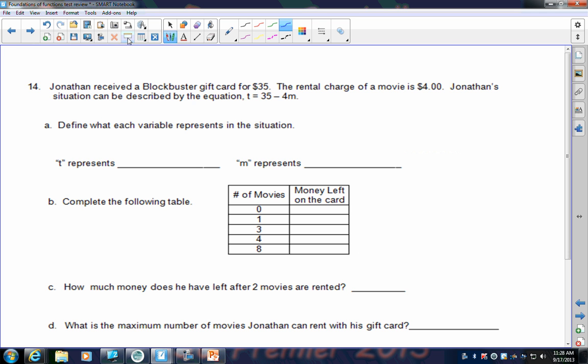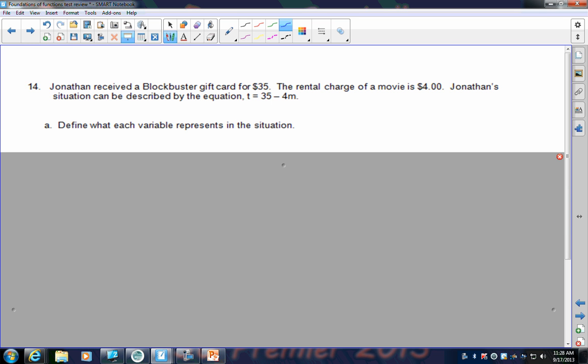Okay, there's a whole lot going on over here on 14. Let's look just a bit at a time. Jonathan received a Blockbuster gift card for $35. The rental charge for a movie is $4. Jonathan's situation can be described as the equation, and it gives us T equals 35 minus 4m. Define what each variable represents. So I need to know what T is and what m is. $4 is going with the m. M is the number of movies.